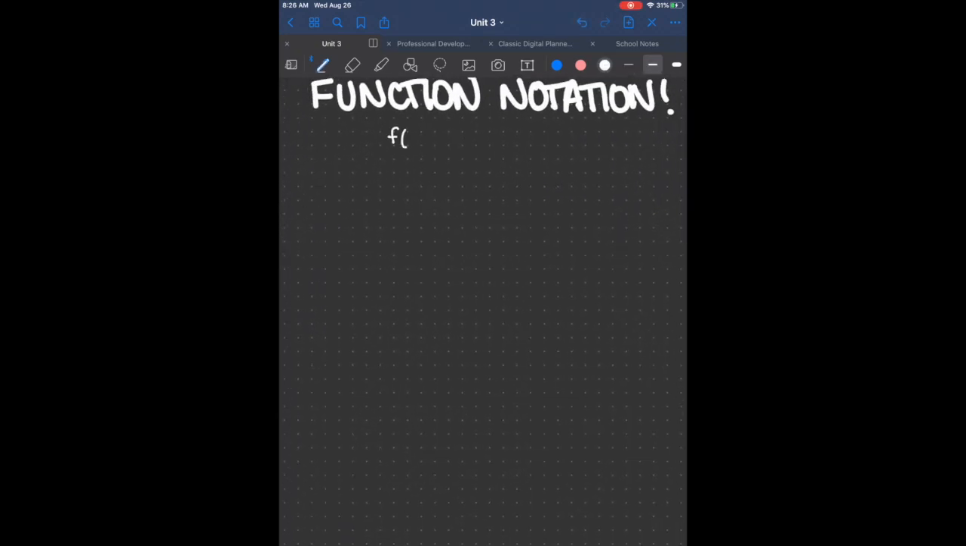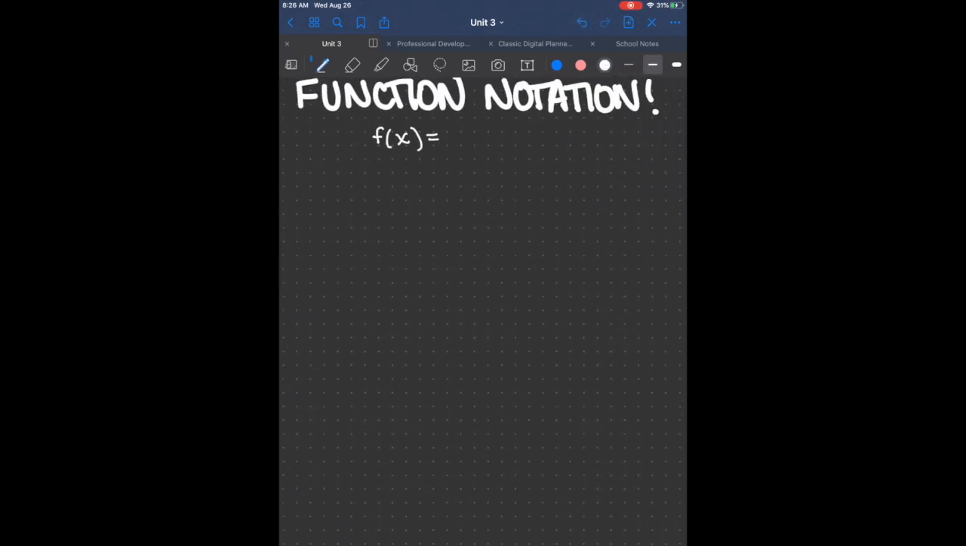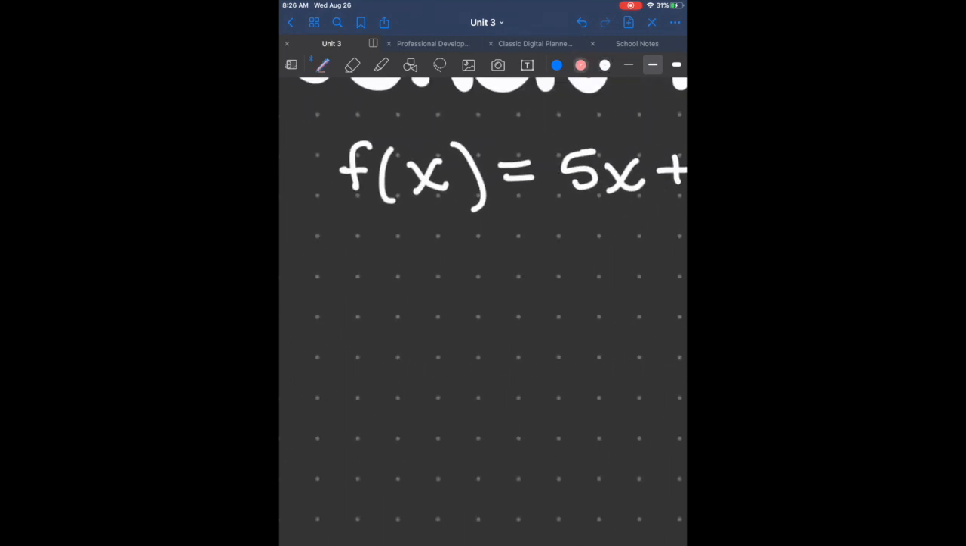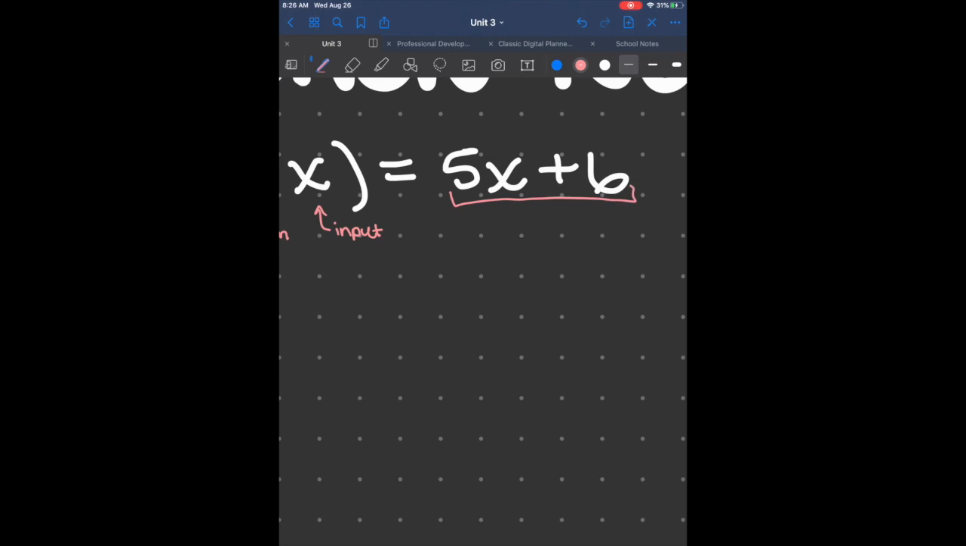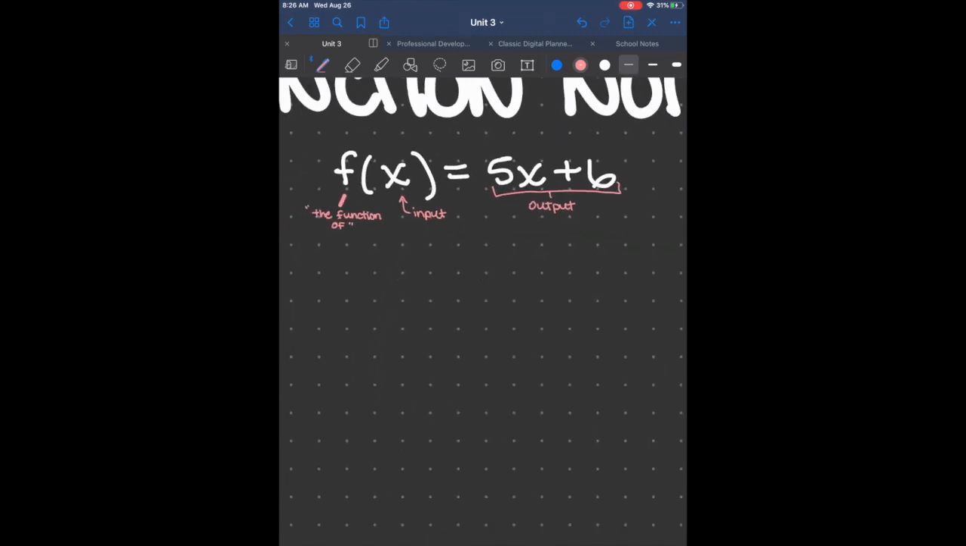All right, today's notes will be on function notation. So we're going to start off with f of x equals 5x plus 6. And so instead of a y, we have the f and then parentheses of x. And that's read as the function of x. X becomes the input, and then the 5x plus 6 is the output.